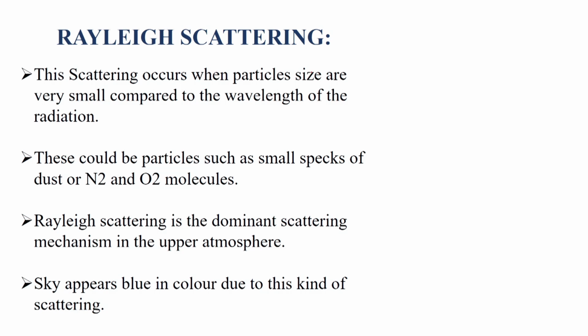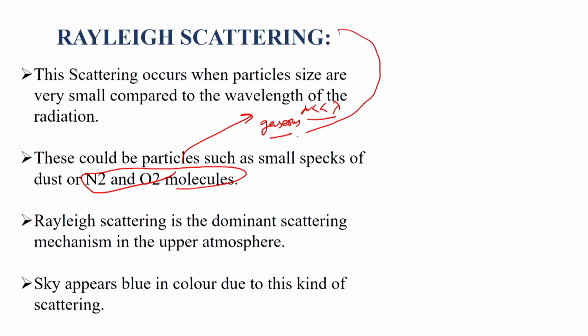Rayleigh scattering is mostly when the particle size is much smaller than the lambda, and this is precisely the case for the gaseous molecules. So if somebody asks you, Rayleigh scattering happens because of the smaller particles and gaseous molecules, not because of the bigger particles or aerosols. Most of the Rayleigh scattering is because of the gaseous molecules, and it is the dominant scattering mechanism in the upper atmosphere, because that is where you have abundant molecules. The sky appears blue in color due to this kind of scattering. So the blue comes because of the Rayleigh scattering.